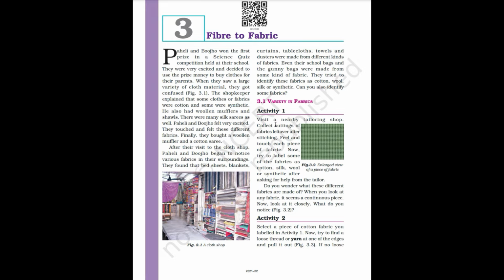Figure 3.1. This figure here shows the variety of clothes they found. The shopkeeper explained that some fabrics were cotton and some were synthetic. He also had woolen mufflers and shawls. There were many silk saris as well. Paheli and Boojho felt very excited. They touched and felt these different fabrics. Finally, they bought a woolen muffler and a cotton sari.